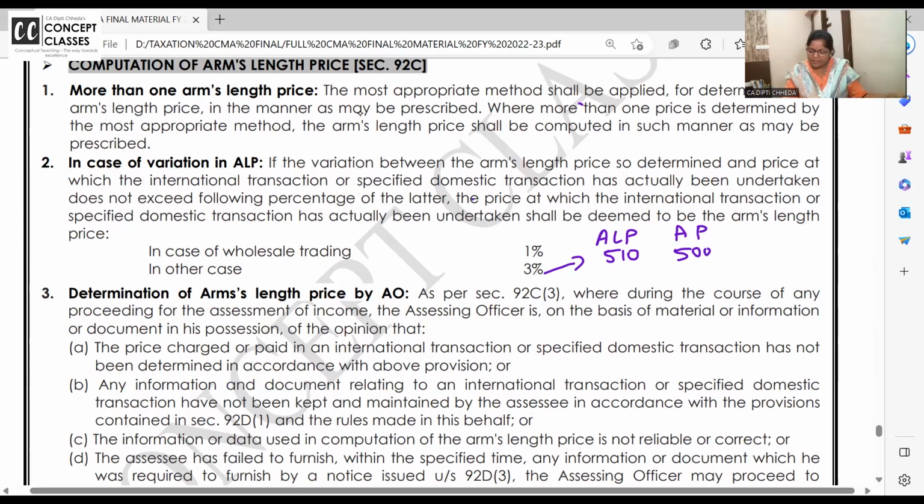500 into 103%, 515. Up to 515 it's just 3% variation, no? Then in that case apply the actual price. Sorry, apply actual price. Once again, actual price and arm's length price, if there is a difference of 3%, ignore the arm's length price. See, the variation between the ALP so determined and the price at which the international transaction has actually been undertaken does not exceed the following percentage. The price at which the international transaction or specified domestic transaction has actually been undertaken shall be deemed to be the arm's length price. Okay? Shall be deemed to be the arm's length price.